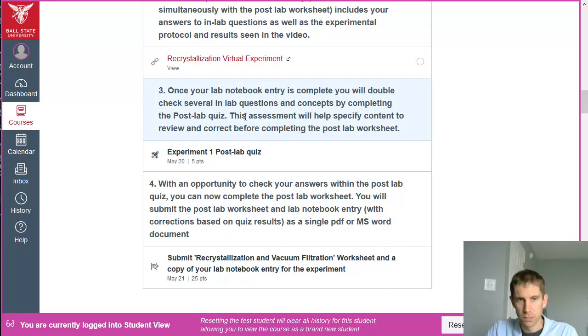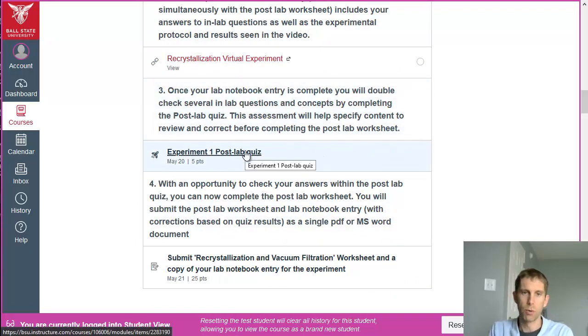After you do the virtual experiment, you're going to take the post-lab quiz. The post-lab quiz consists of some of the later questions asked throughout the experiment, as well as some of the questions on the post-lab worksheet. So as you take this post-lab quiz, do your best, but don't stress about it too much. It's only worth 5 points. This is going to give you some good insight into how well prepared you are to do the final worksheet. If you get 5 out of 5 on the post-lab quiz, you're probably on the right track.